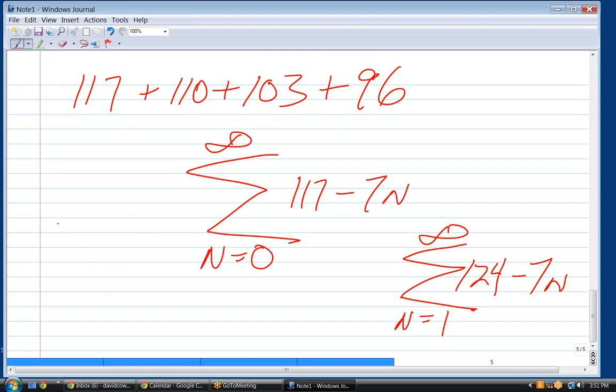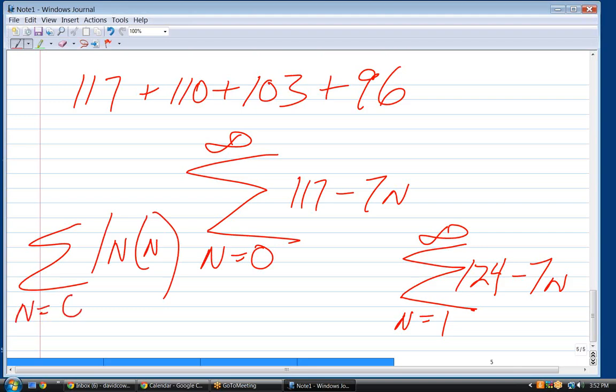Say you had a series like this. Well, n couldn't go from 0 to infinity because the natural log of 0 is not defined. So I would necessarily have to have this series go from 1. Okay?